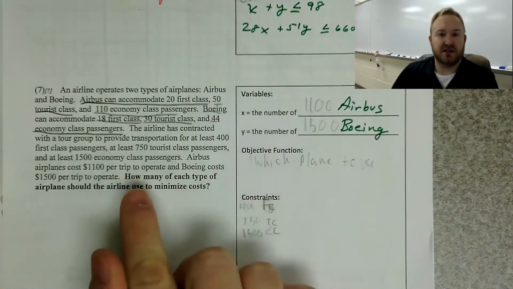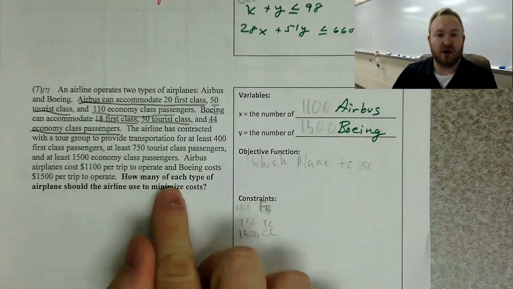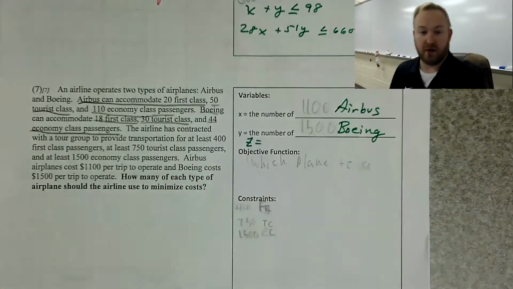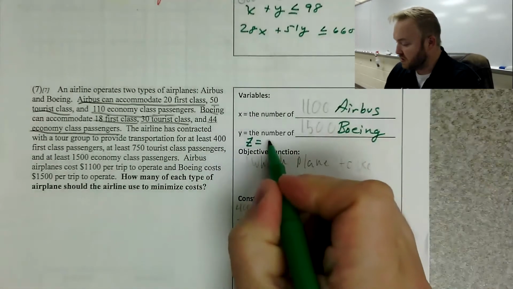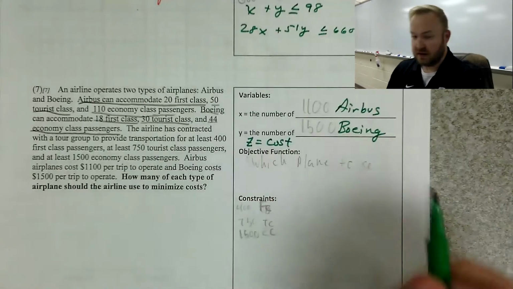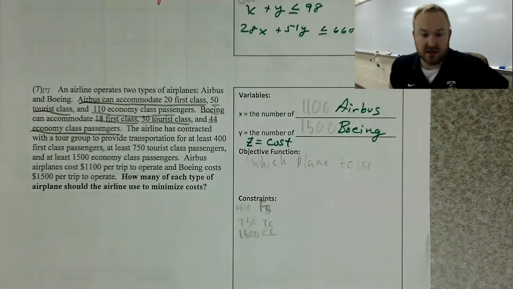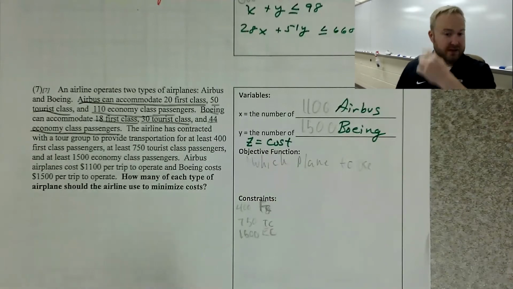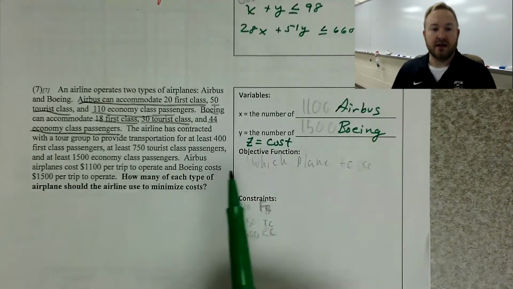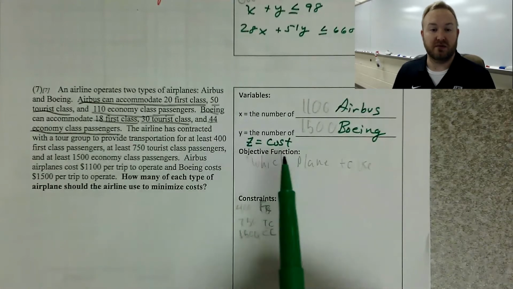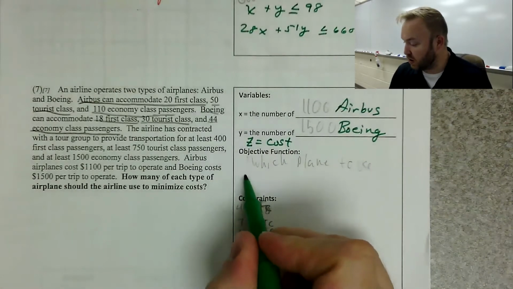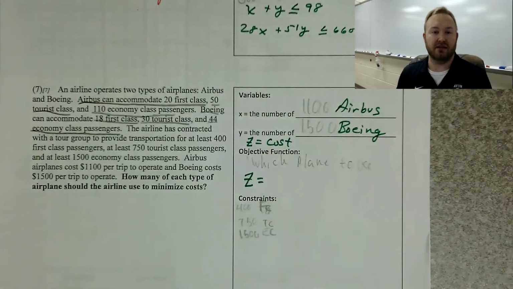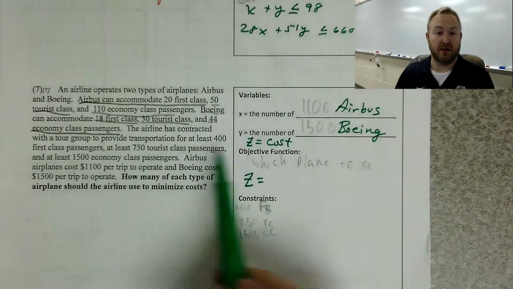It also tells us that we are trying to minimize our costs. So even though I didn't have you define Z here, although I probably should have, Z is going to represent cost because that's what we're trying to minimize. Your Z variable is whatever you're trying to maximize or minimize, in this case cost. Then the objective function is where we write an equation that shows how we calculate that cost.